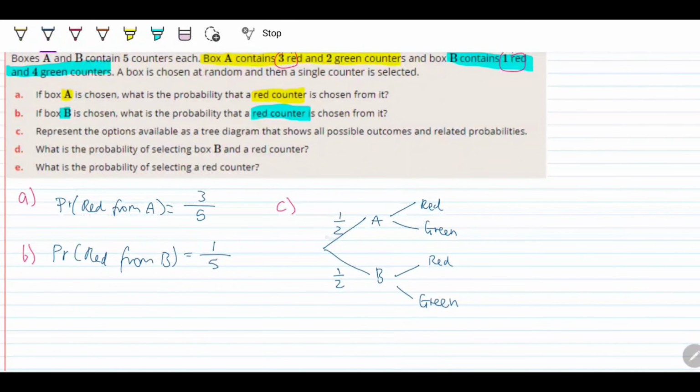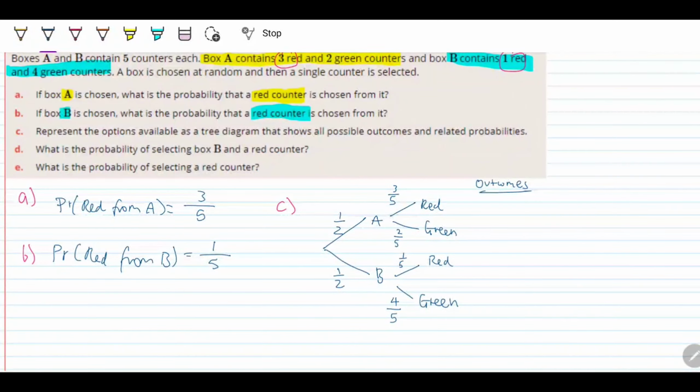We also worked out from part A that the probability of obtaining a red from box A will be 3 over 5. So that means the probability of green must be 2 over 5. From part B, we figured out the probability to get a red from B is going to be 1 over 5. So that means the probability of green must be 4 over 5. So now we have to have the outcomes.